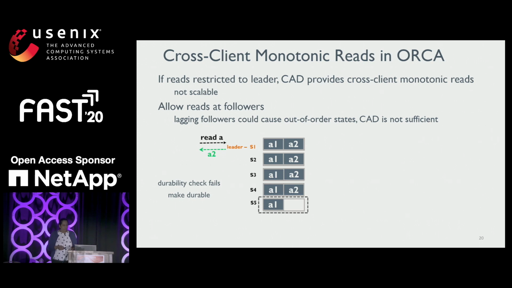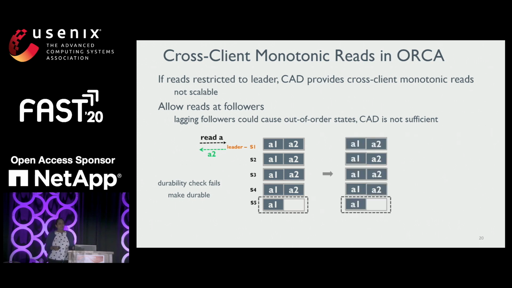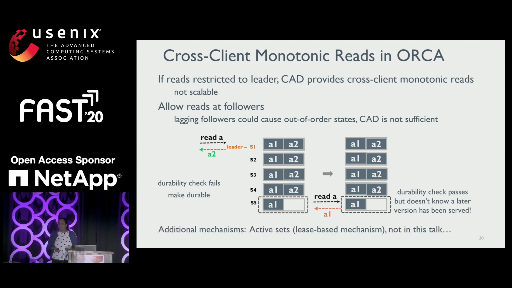of nodes. However, at a later point in time, it's possible that a different client or the same client contacts this partitioned node and then tries to read this data item A. Here, the durability check at S5 will succeed because according to S5, A1 is durable, and S5 does not know that the rest of the system has served a new value for this particular data item. So S5 ends up serving A1, which is an older value, thus exposing out-of-order states and violating cross-client monotonic reads.